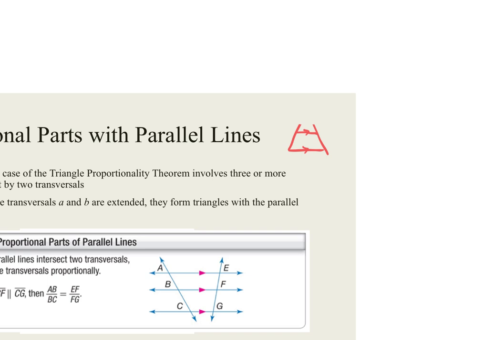This picture right here is what we have on this slide. We already knew that pieces were proportionate. So A over B is proportionate to C over D. We knew that within the context of a triangle.